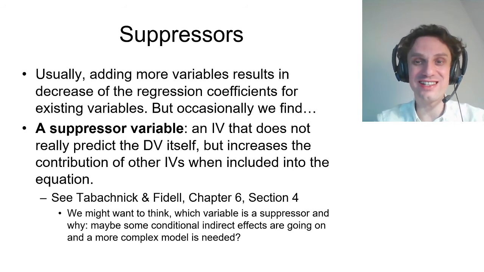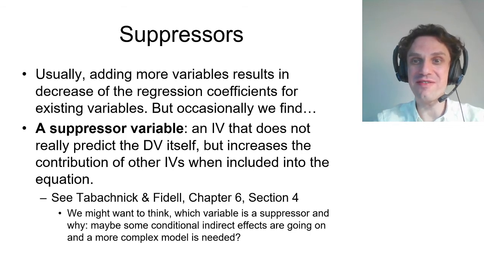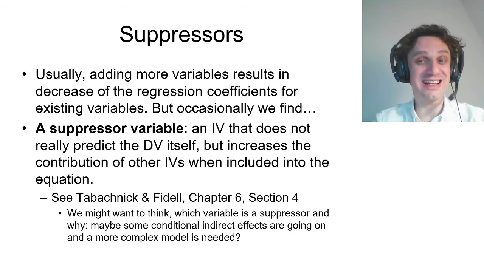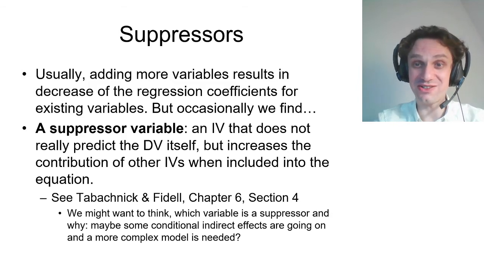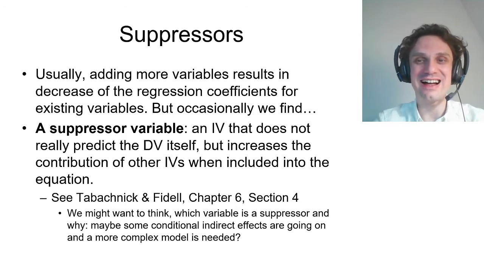Usually, adding more predictors reduces the beta coefficients for all the other predictors in the model. However, occasionally you might see a very rare case. This case is called suppression. It's a situation when you have a variable, you add it into the model, it does not serve as a significant predictor of the dependent variable, but when you add it into the model, the contribution of other predictors increases. And this is a very rare case. You may encounter it occasionally.